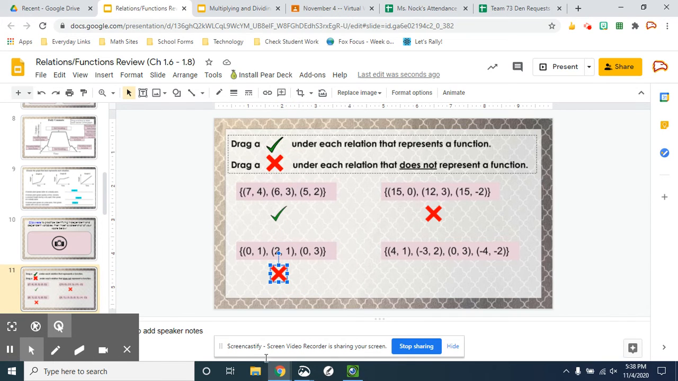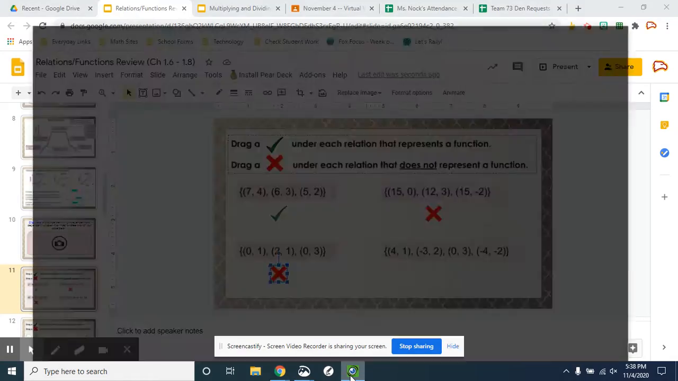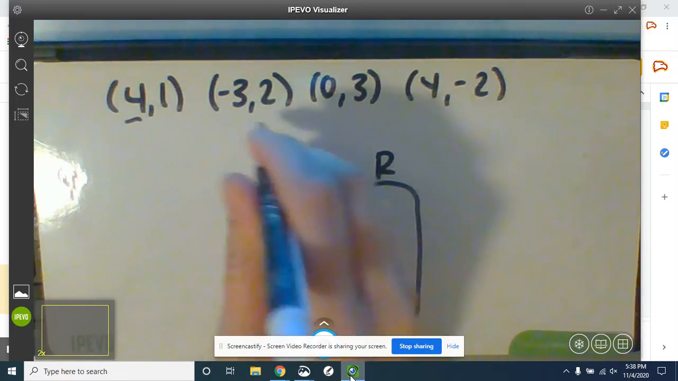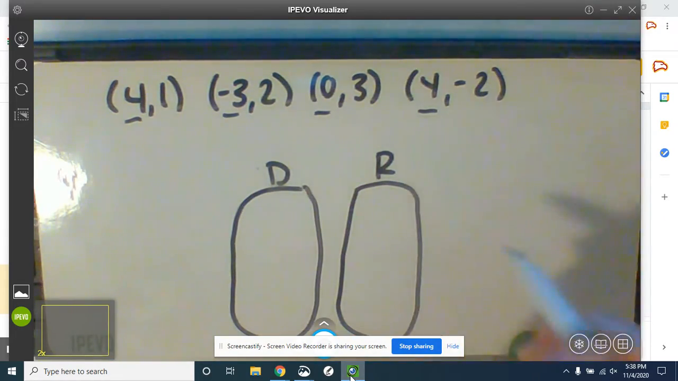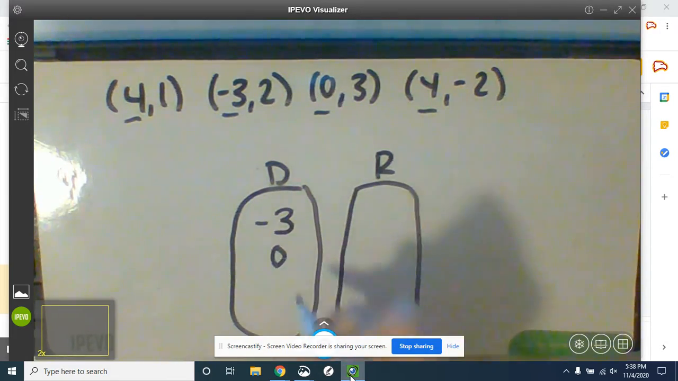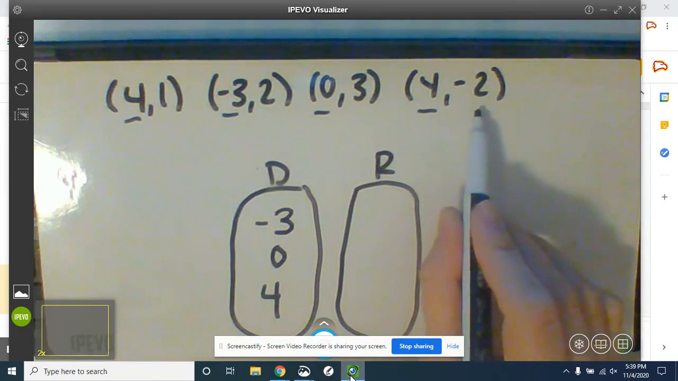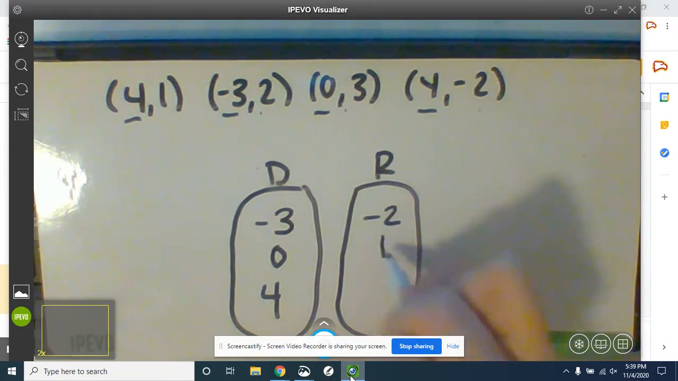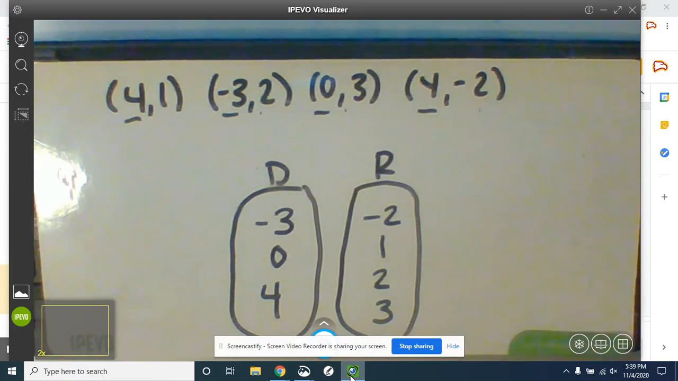All right, here's the last one we're going to do from ordered pairs. However, there are many other ways to determine functions. So we have our X values for our domain. We do have a repeat there, but let's start with the smallest. We got -3, 0, and then we're only going to write 4 once. And then for our range, we have no repeats, and we go -2, 1, 2, and 3.